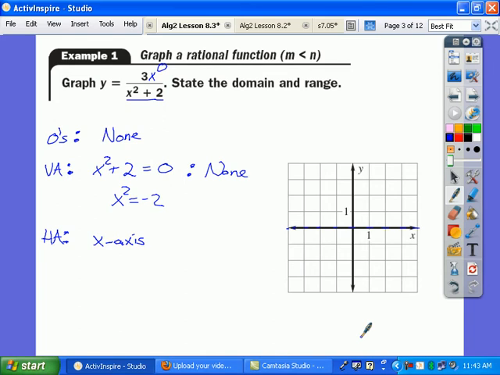So it's not really a whole lot to go with. The only way we're going to get more is with an xy table. We pick some x values, and remember, this is just 1 up here. If I pick an x value of 1, I get 1 squared is 1 plus 2 is 3, and 3 divided by 3 is 1. If I plug in 0, I get 3 divided by 2, which is 1.5. If I plug in negative 1, I get 1 plus 2 is 3, and 3 divided by 3 is 1. If I plug in 2, I get 4 plus 2 is 6 on the bottom, 3 on the top. That should be 1/2. This is probably enough for us to graph this.